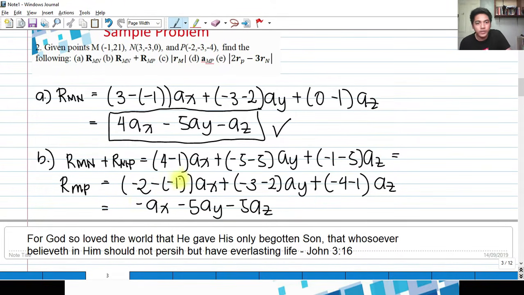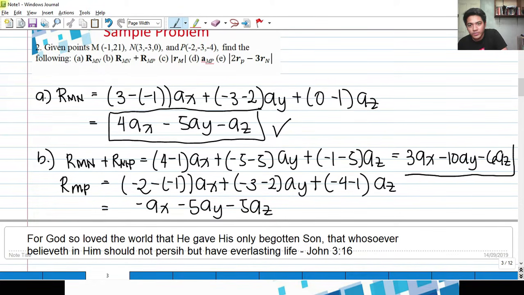Hence, our answer would be 3 a_x minus 10 a_y minus 6 a_z. So this should be our answer for our problem letter B. Let me just rewrite this. That must be our answer.